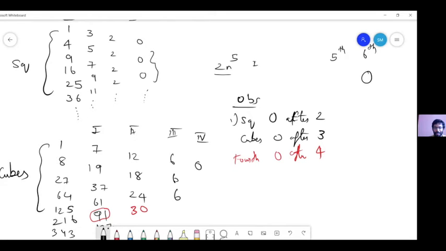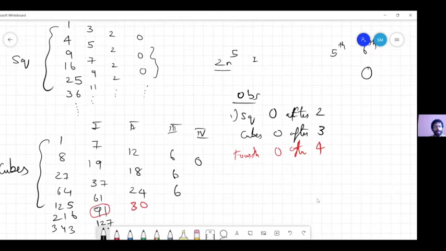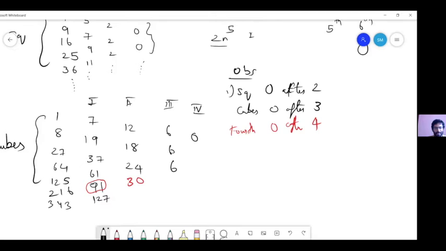But it seems to work as you told. If you take 30, again I get 6. Next, if I take the next difference also, 91 and 127, the difference is 36. Again 6 is coming, again 0 is coming. So for squares it is 2 there. Here it is 6 in the column before getting 0. So it is 2 into 3 here.